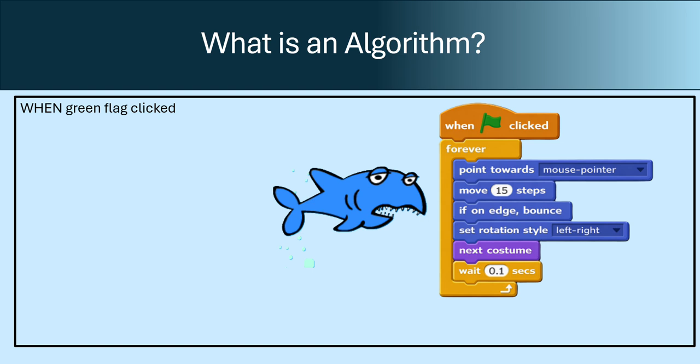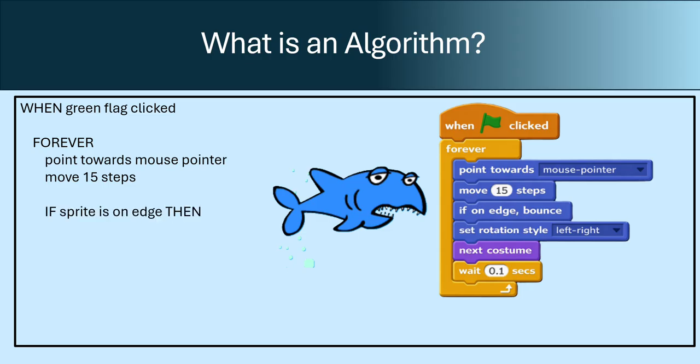So when green flag is clicked, we are going to go on forever. The mouse is going to be used as the pointer. The shark is going to move 15 steps each time. And if the shark is on the edge, it is going to bounce. After that, we will set the rotation to left, right. So it's going to rotate.